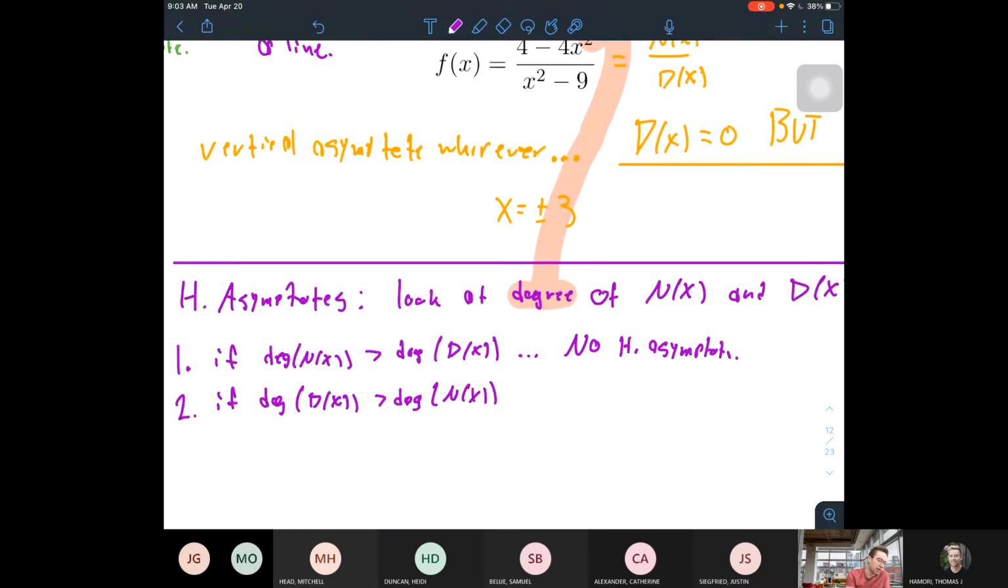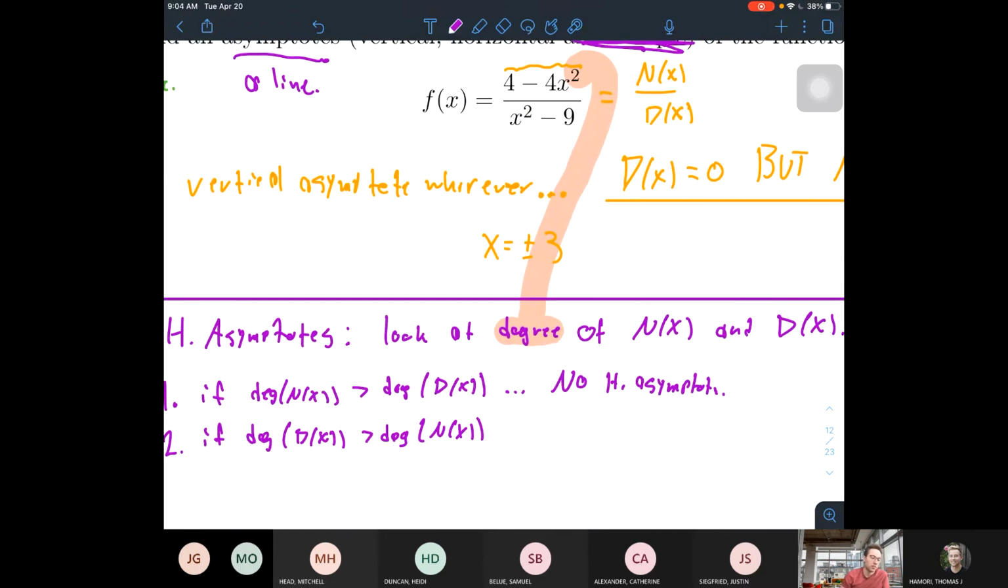If the degree of the denominator is larger than the numerator, then ultimately this is going to have a really, really big number on the bottom and a smaller number on top. We're going to have a horizontal asymptote in this case. That horizontal asymptote is y equal to 0.